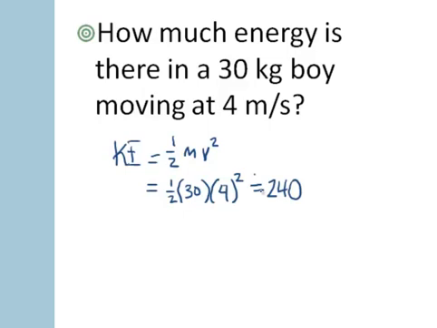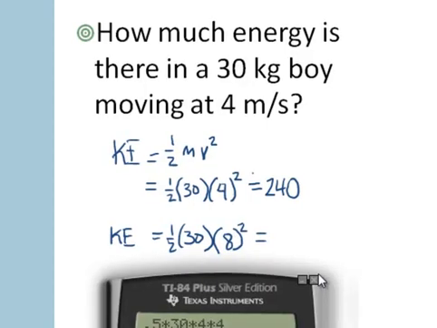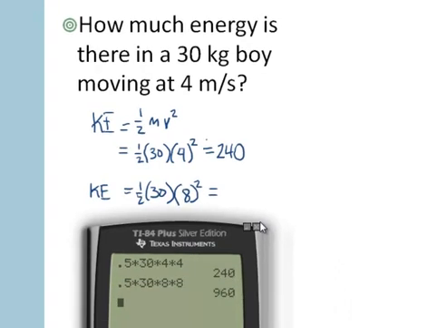Now, just for comparison's sake, let's say he runs maybe twice as fast. How much energy does he have now? 480? Well, a half. He's still the same mass. But suppose he's running twice as fast, that would be 8 meters per second. And when we square that, notice we get 960, which is actually not twice as much energy, but 4 times as much energy. In general, when you double the velocity of an object, you quadruple the amount of kinetic energy that object has. That's different than momentum, where there's a one-to-one relationship.